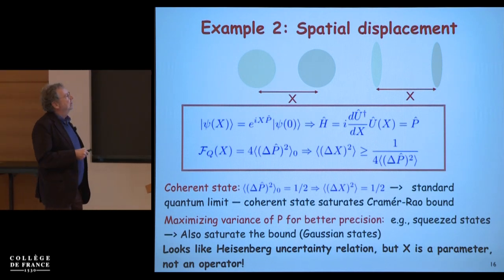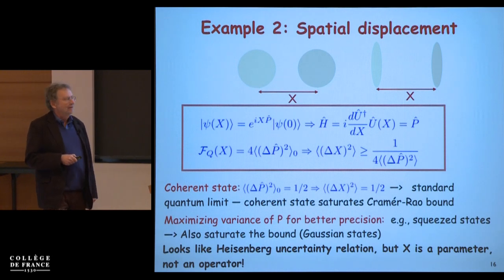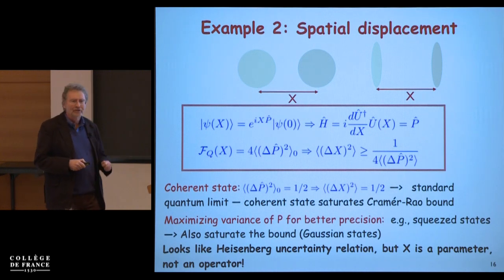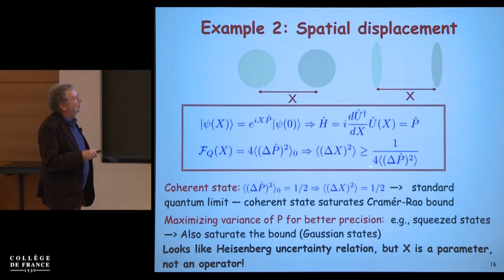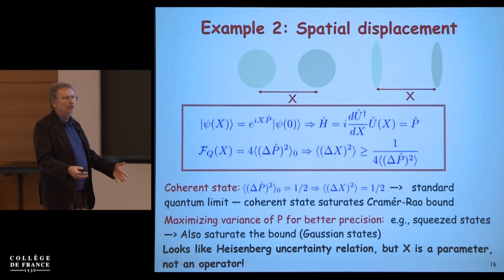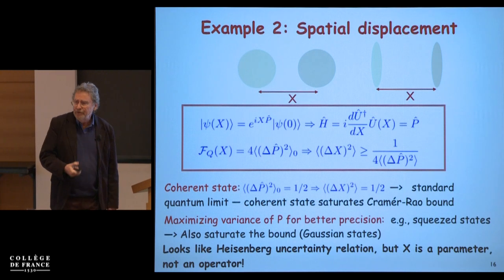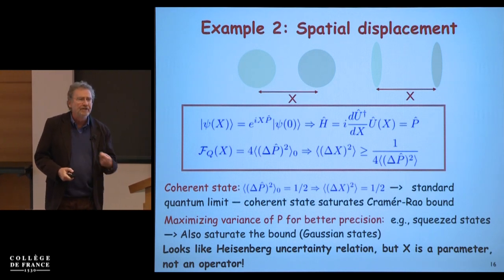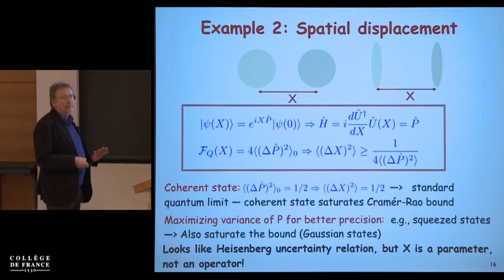An important remark: this looks like the Heisenberg uncertainty relation, but it's not, because x is a displacement. It's not an operator. Indeed, you should remember that in principle, if you have many measurements, we should have a square root of ni below, which means that for some given value of delta p, we can measure the uncertainty in x as precisely as we want, just by repeating the measurements. So this is not Heisenberg, just because this is a parameter.